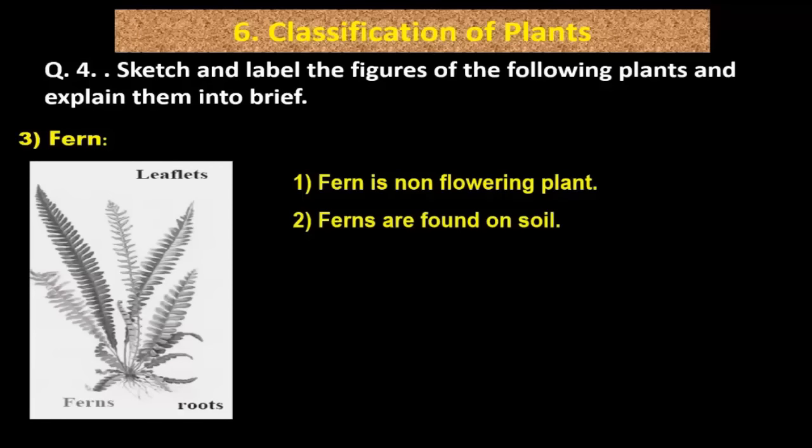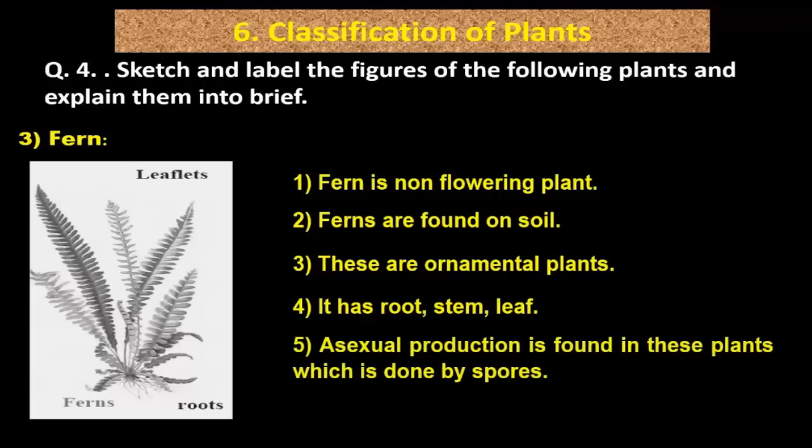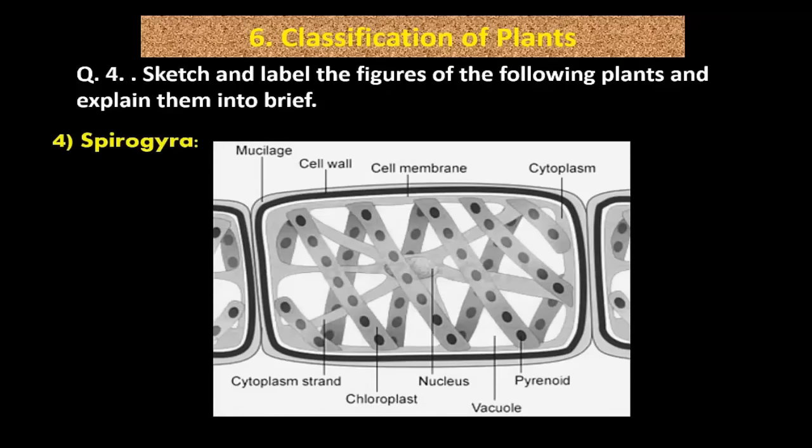2. Ferns are found on soil. 3. These are ornamental plants. 4. It has root, stem, leaf. 5. Asexual production is found in these plants, which is done by spores. 4. Spirogyra.